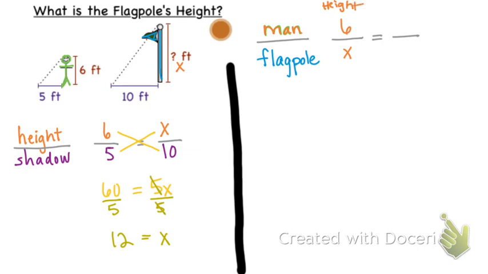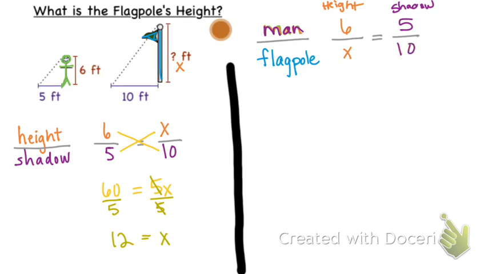And then my second fraction is going to be the shadow. So do I put the shadow length of the man is 5. Remember, man goes in the numerator. So let's put a 5 there, and then the 10 here.